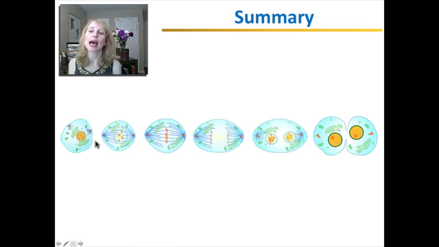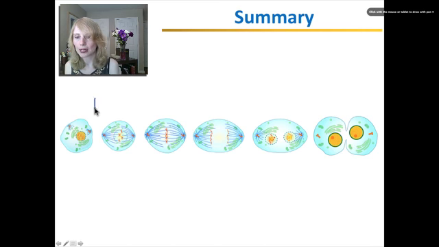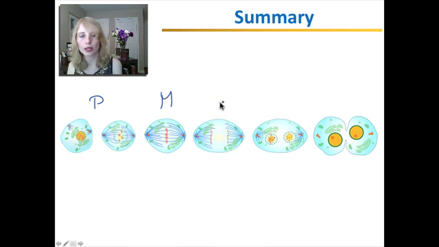So now let's just look at the summary. So we had prophase, metaphase when the chromosomes align at the equator, anaphase when the sister chromatids are separated from each other, telophase when the two new nuclei form, and then cytokinesis.